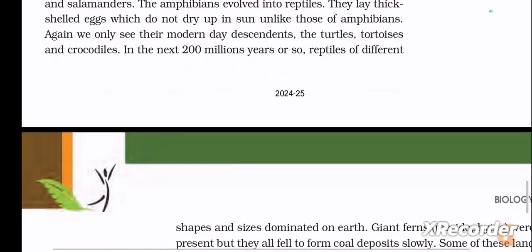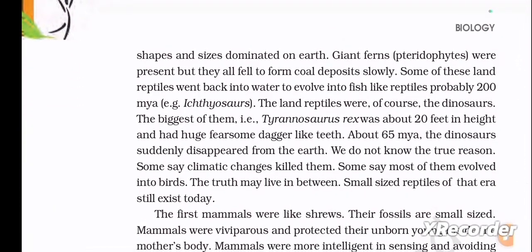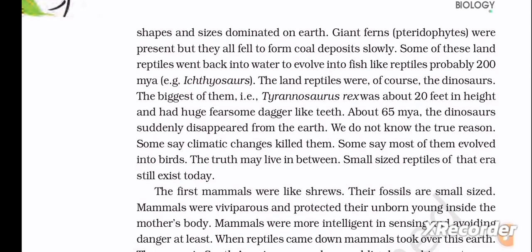In the next 200 million years or so, reptiles of different shapes and sizes dominated on Earth. Giant ferns, pteridophytes, were present, but they all fell to form coal deposits slowly. Some of these land reptiles went back into water to evolve into fish-like reptiles, probably 200 million years ago, for example, Ichthyosaurus. The land reptiles were, of course, the dinosaurs. The biggest of them, Tyrannosaurus, was about 20 feet in height and had huge, fearsome dagger-like teeth.